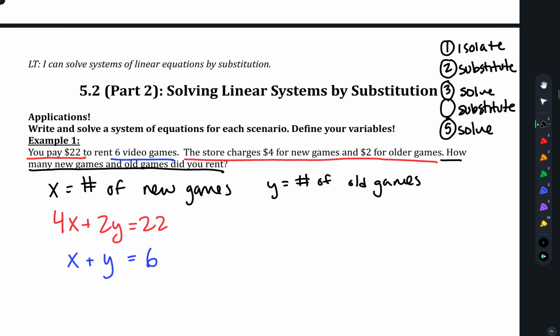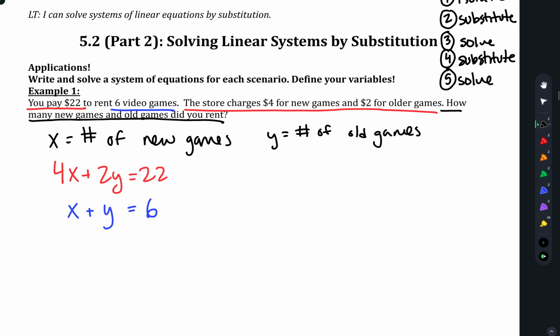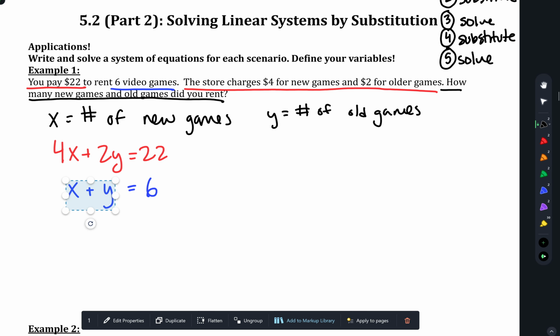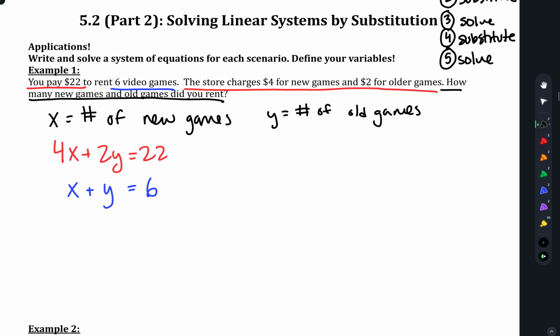I'm going to start by isolating one of these variables. The easiest variables to isolate are the ones that don't have numbers in front of them. So I see x and y here, both don't have numbers in front of them. Therefore, it doesn't really matter which one of those 2 I'm going to choose to isolate, but I'm going to pick one. So let's do the... what did I do? I isolated the x value is what I did.